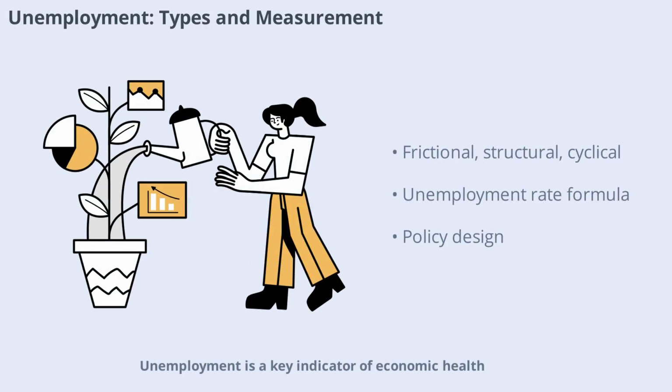Unemployment is a key indicator of economic health. It can be frictional (short-term transitions), structural (mismatch of skills), cyclical (due to downturns), or seasonal. The unemployment rate is calculated as the number of unemployed divided by the labor force. Understanding the types and causes of unemployment helps design effective labor market policies.